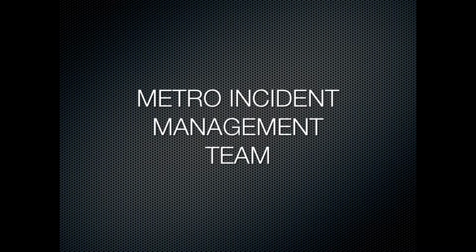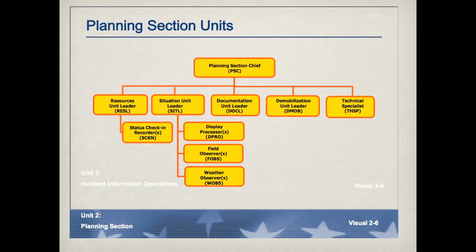Our topic this month is the planning section, and today we're going to be talking about the resource unit leader. The planning section contains 4 units. We have the planning section chief who oversees the 4 units. The units are as follows: the resource unit leader, the situation unit leader, the demobilization unit leader, and the documentation unit leader. There may also be technical specialists, such as an intelligence unit.